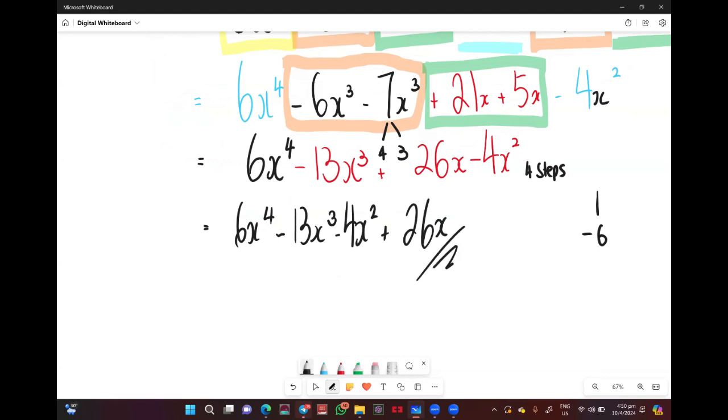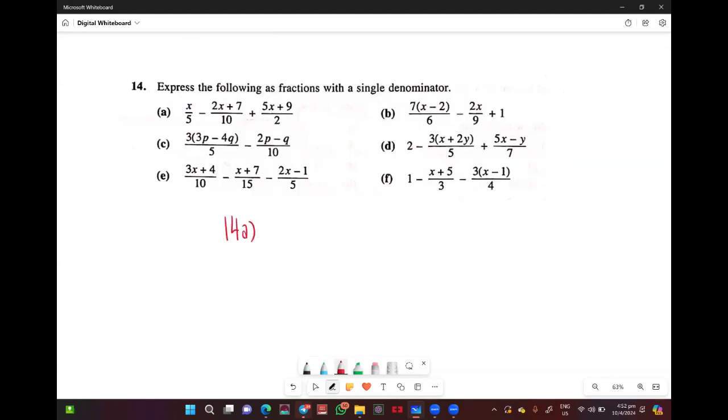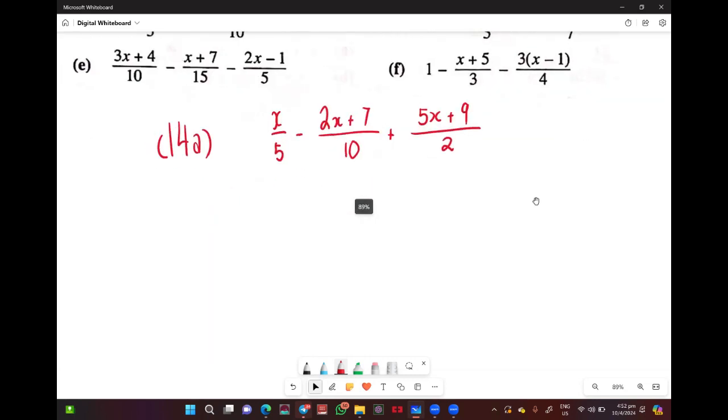Now 14a is what we are looking at. So let's write out the question first. x over 5 minus 2x plus 7 over 10 plus 5x plus 9 over 2. The first thing you want to do is, of course, to make the denominators the same. This is what we call fractional algebra. When adding and subtracting in fractional algebra, we have to make sure that the denominator is made the same.